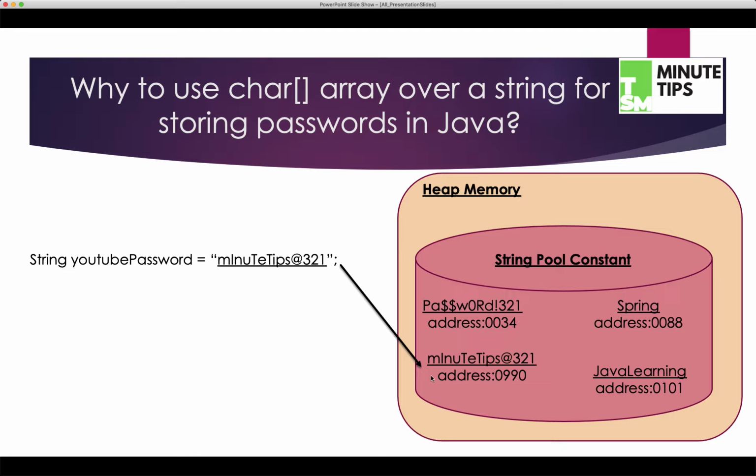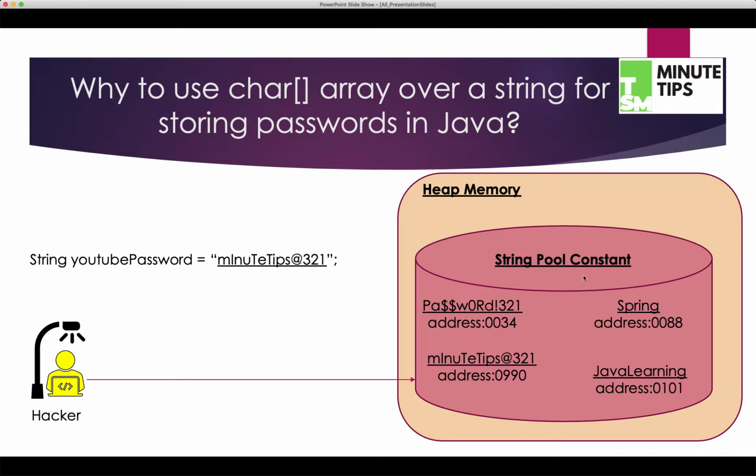But guys, see here. That's the reason I wanted you to go and watch the video on why string is immutable. Because there we have already discussed why our previous password is still present in the string pool constant. Now let's say one hacker comes who has access to this string pool constant. Now he can see your previous password also, because it is stored somewhere in the string pool constant. So this is a security issue here.